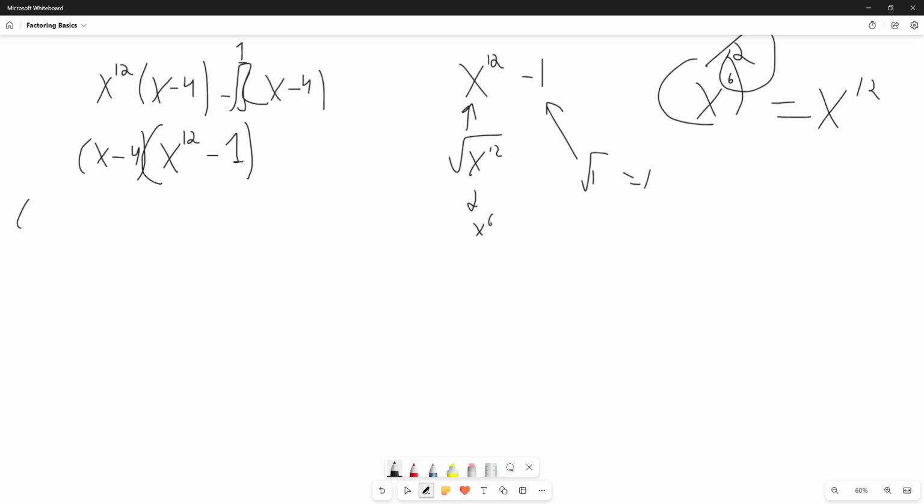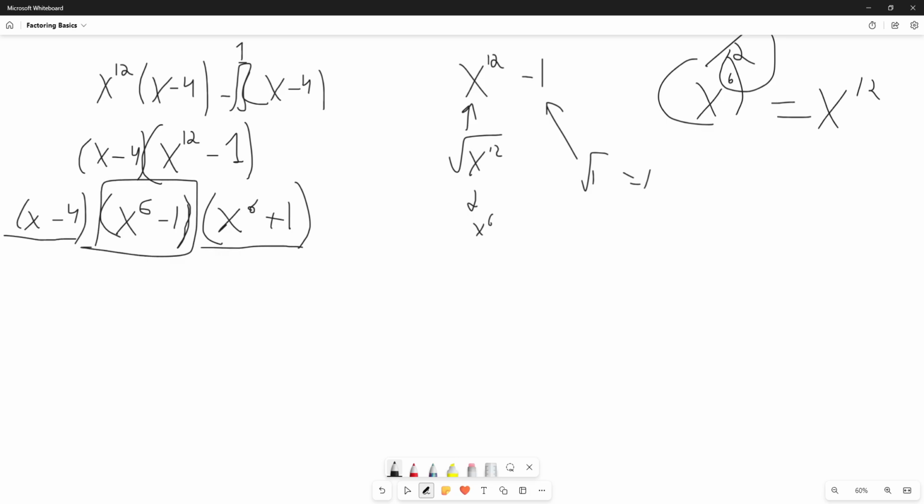So we have x to the 6th and a 1. So what we can do, we have x minus 4 and x to the 6 minus 1. We have that difference of squares. We can do minus, and we have the plus, x to the 6 plus 1. And that gives you the x to the 12 minus 1. But we can still go further. We can't do anything with this one. We can't do anything with this one. But we can do something with this one, x to the 6th minus 1.